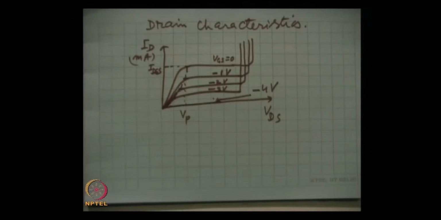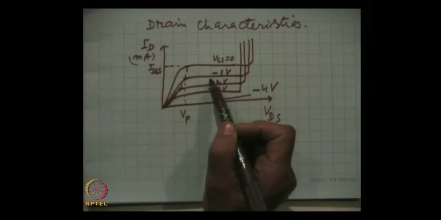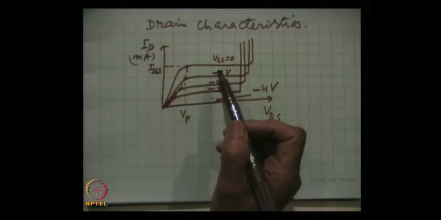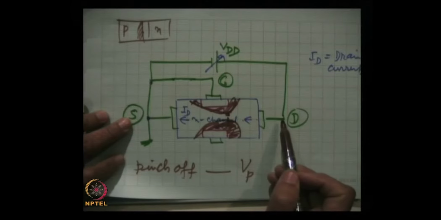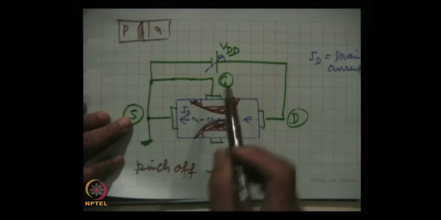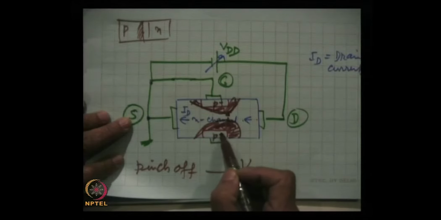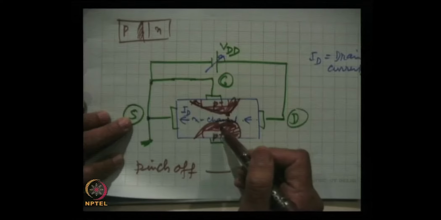Now, why when we make the gate more negative, why does the current fall? If you have followed the discussion which we have made earlier, keeping this drain source voltage fixed, if we change the gate voltage, make it more negative. Making gate more negative means what? We are reverse biasing this P region and this P region. Depletion will increase, and it will increase towards the channel.